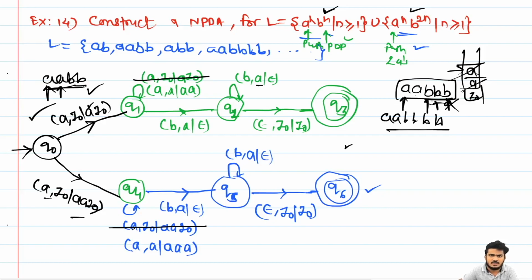In a similar way, if I follow this way, for single A I am pushing, okay, for single A, so this is Z naught, assume.